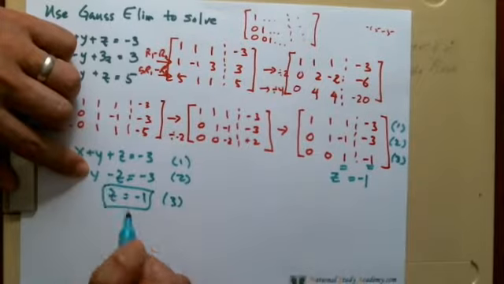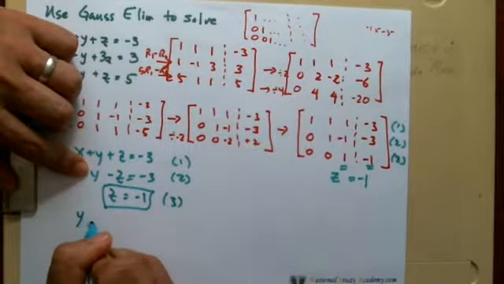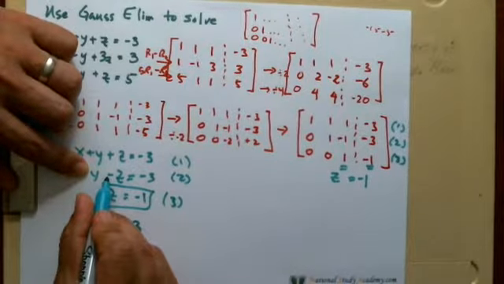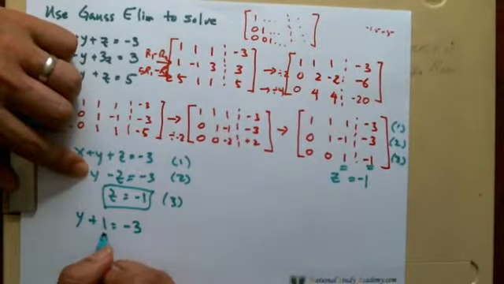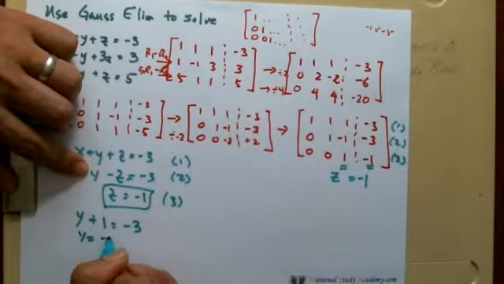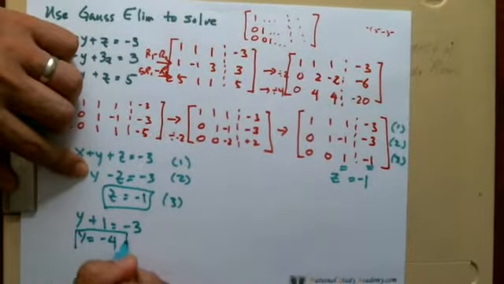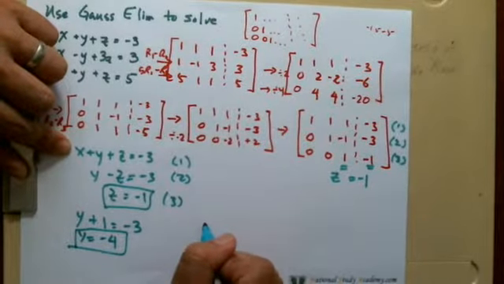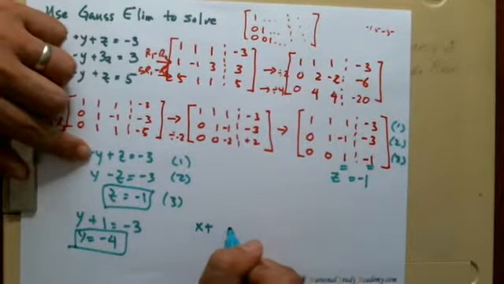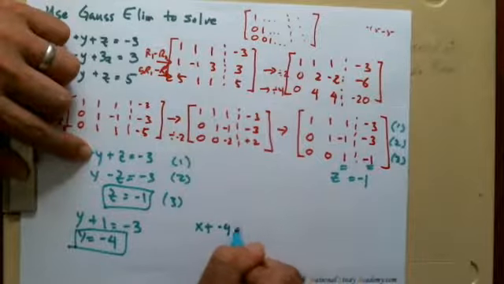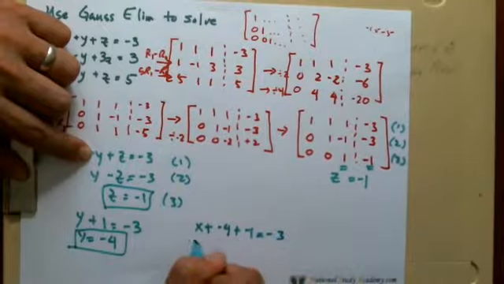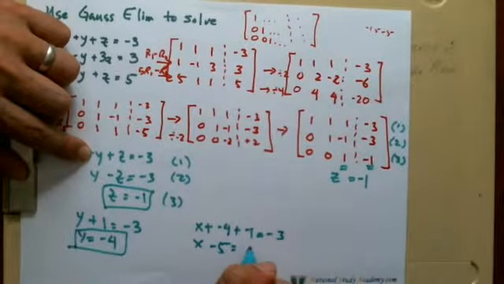So we have to use back substitution to find out what y is. So plugging it back in for z, we get y plus 1 is equal to negative 3 because negative of negative 1 is positive 1. So y is equal to negative 4. There it is. And then we're going to plug it back into equation 1 now. It's going to be x plus y, which is negative 4, plus z, which is negative 1, is equal to negative 3. x minus 5 is equal to negative 3. x is equal to 2.